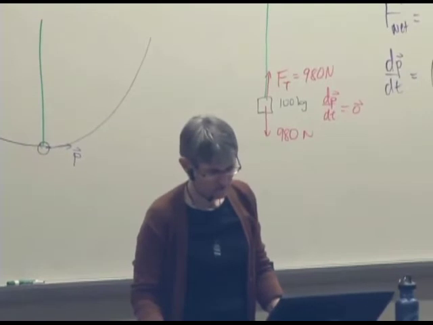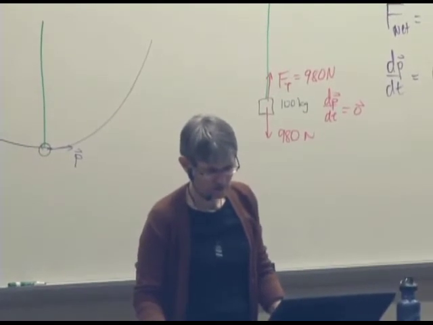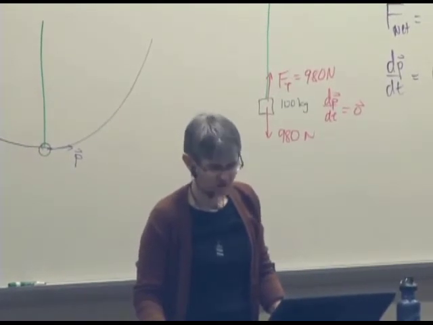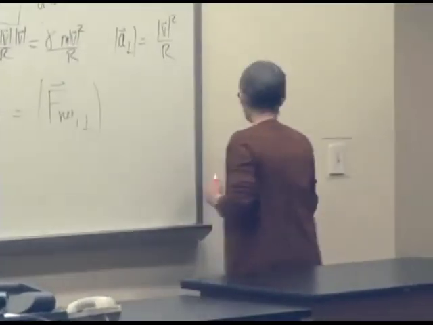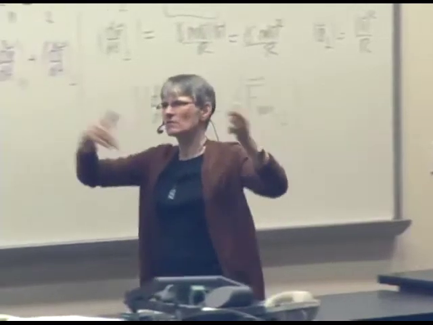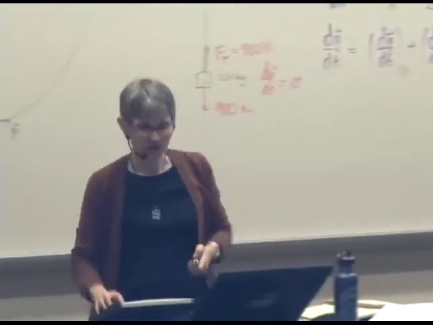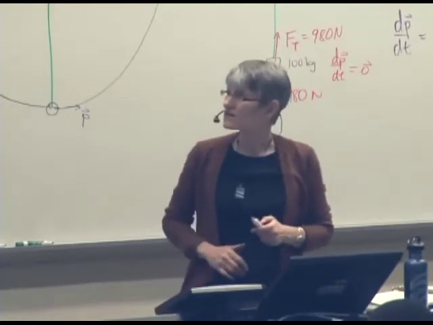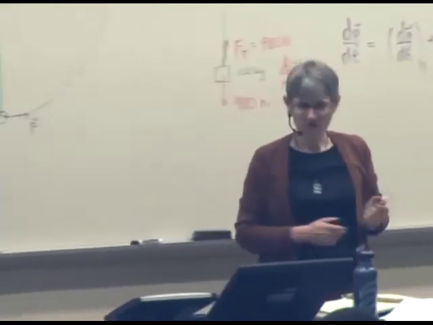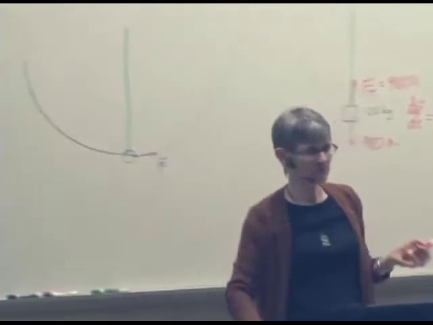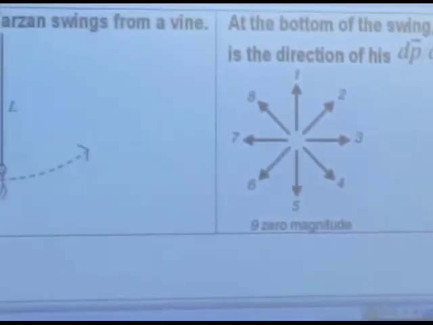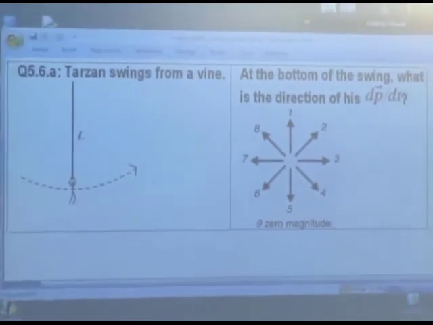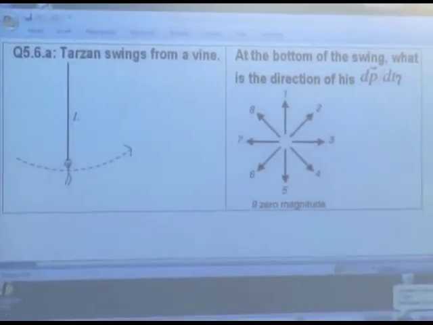So let's figure out a few pieces of this qualitatively first. So let's work out directions and some relative magnitudes first, and then we'll do the arithmetic. So here's question 1. Tarzan swinging from a vine. At the bottom of his swing, what's the direction of the rate of change of his momentum?